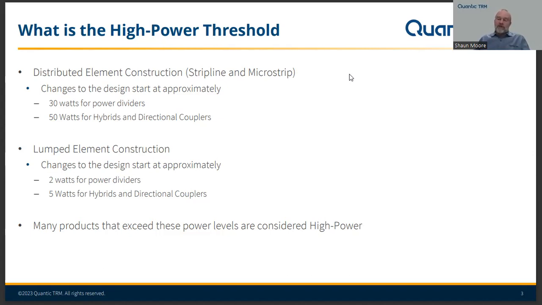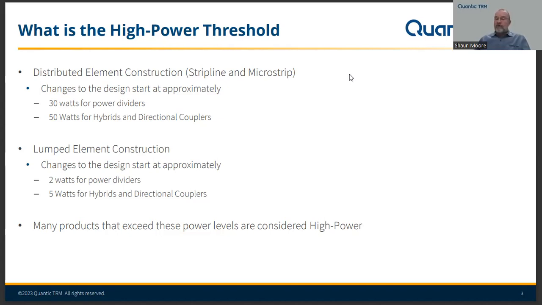So for distributed technology, which is things that are in either stripline or microstrip, for example, a Wilkinson power divider, or a 90-degree hybrid or a 180 hybrid, the threshold for power dividers usually hangs right around 30 watts, which is actually still a fair amount of power. But anything below that, the construction really doesn't change at all.